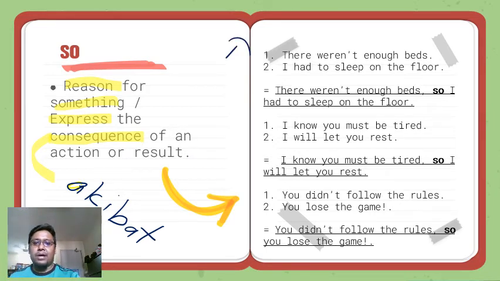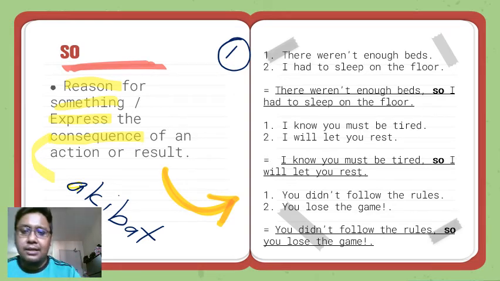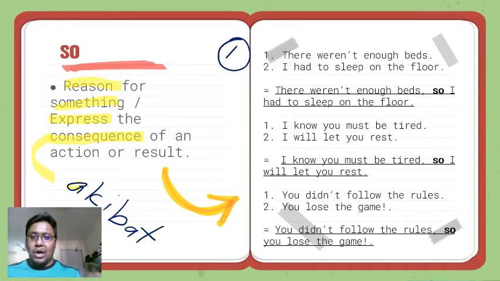Example number 1 here: There were not enough beds. These people want to sleep, but all the beds have been taken. So there is no more bed for me, so I had to sleep on the floor. Because of not enough beds, the reason, the consequence is I had to sleep on the floor.